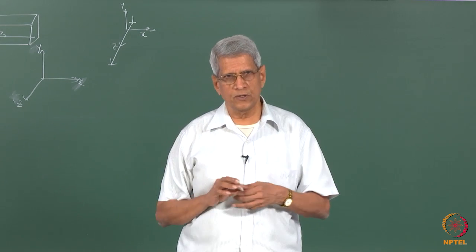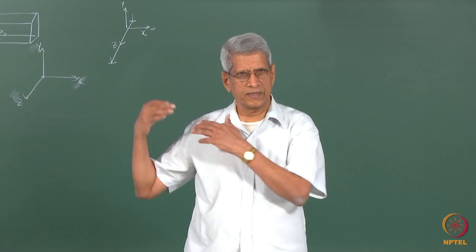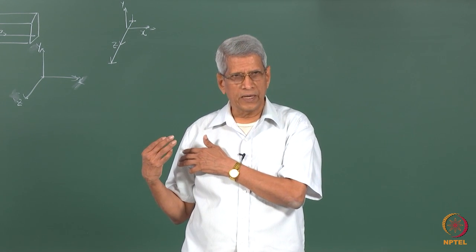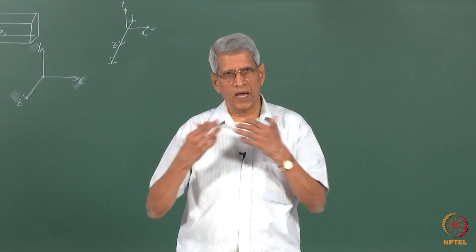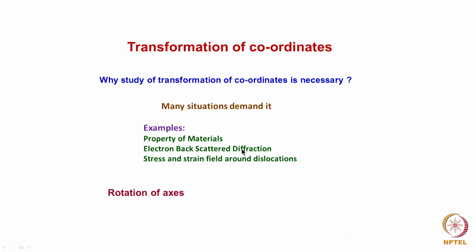In fact, when we consider dislocations, another transformation which is also necessary is that not only Cartesian, because of radial symmetry, we may have to go from Cartesian to a cylindrical coordinate system, or there are many cases where we'll have to go from Cartesian to spherical coordinate system. This sort of transformation also will be required. And you may be familiar with this transformation from Cartesian to cylindrical, or Cartesian to spherical coordinate system.